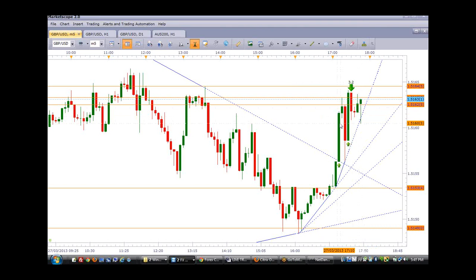It's retracing, it keeps retracing. I could enter again, but it's at a level of supply. I'm happy with that and closed all my positions then.